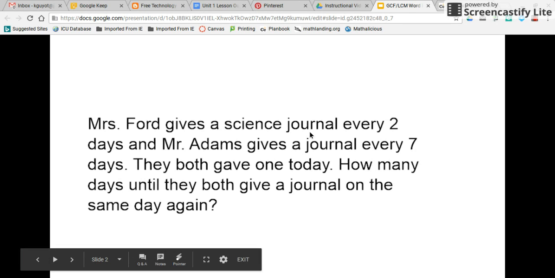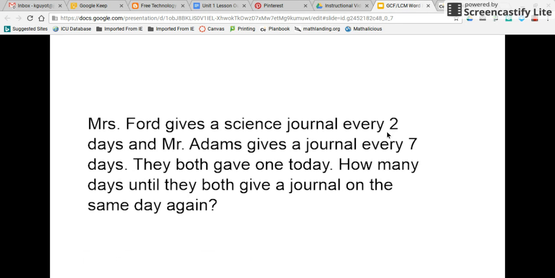Because we're going to be fast forwarding into the future by more days, that's kind of like skip counting by days. So if Mrs. Ford gave one today, in 2 more days, she's going to give another one. In 2 more days after that, she'll give another one, so that's 4 days, then 6. So what we're doing is finding multiples of 2.